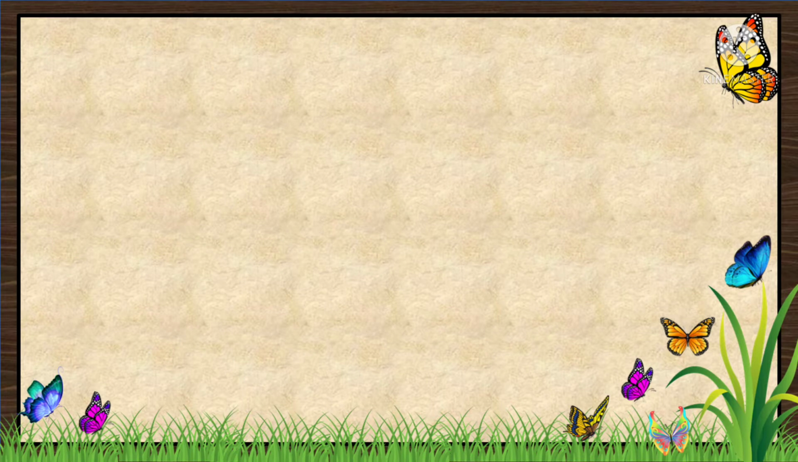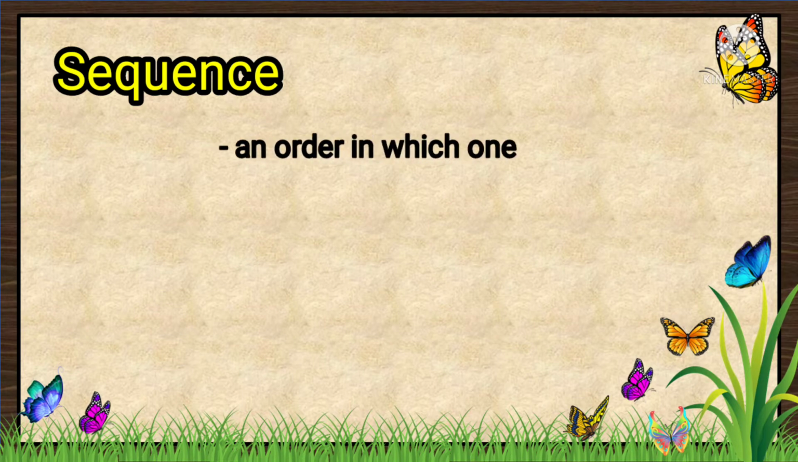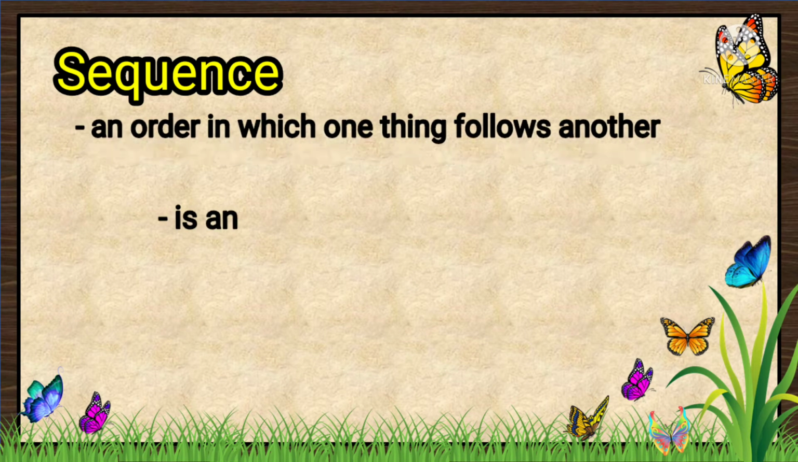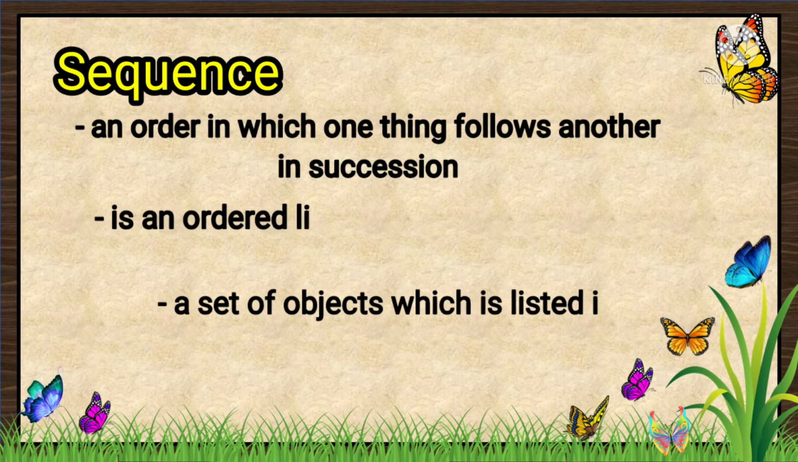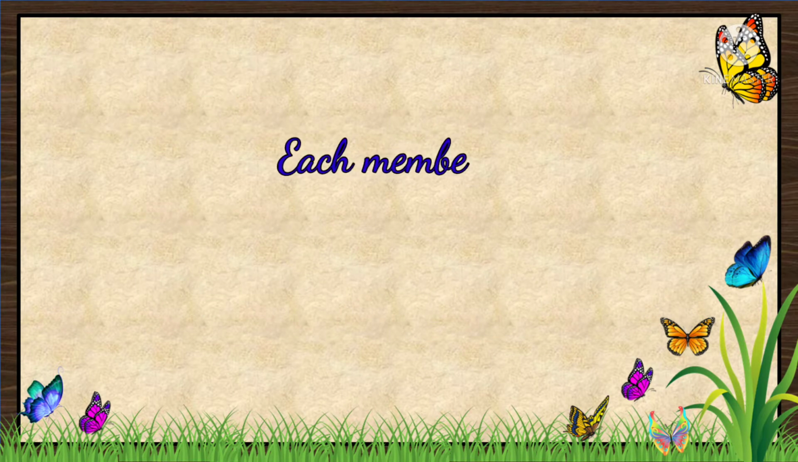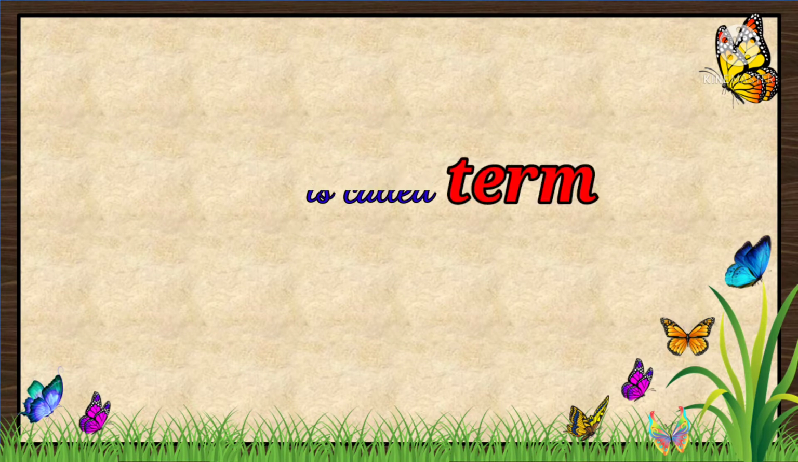Now, what is a sequence? The word sequence means an order in which one thing follows another in succession. It is also an ordered list. It is also defined as a set of objects which is listed in a specific order, one after another. And each member or element in the sequence is called a term.